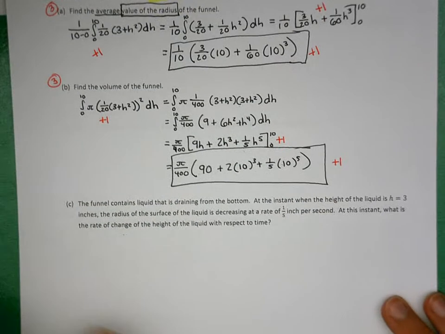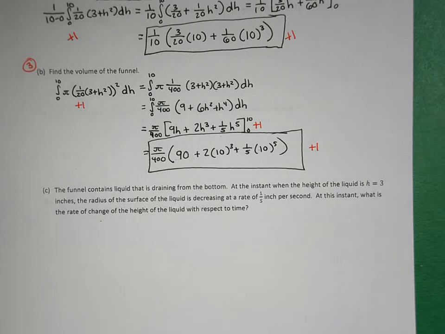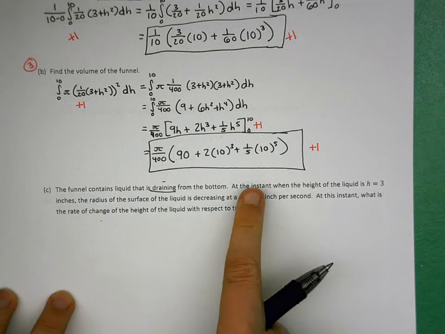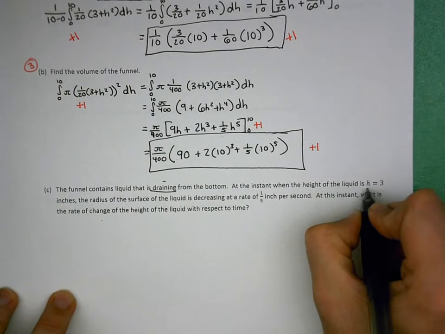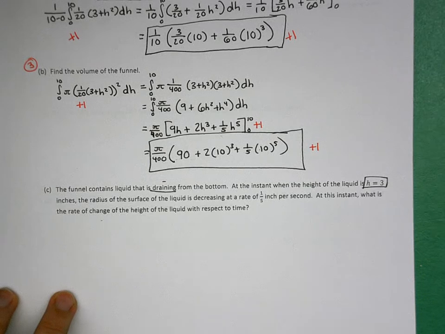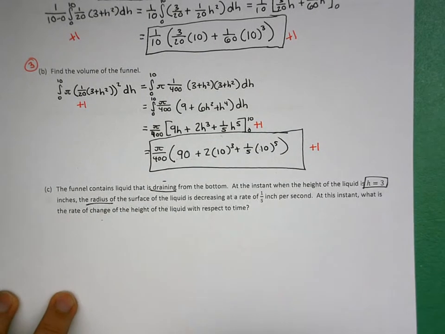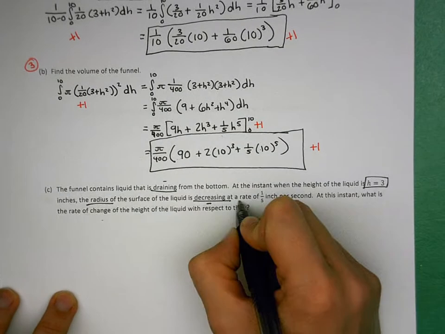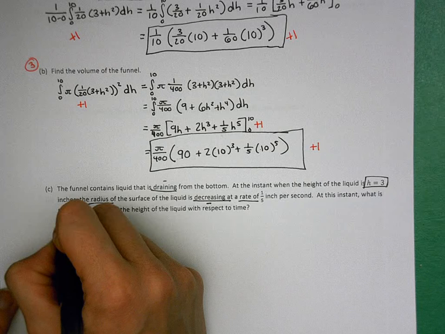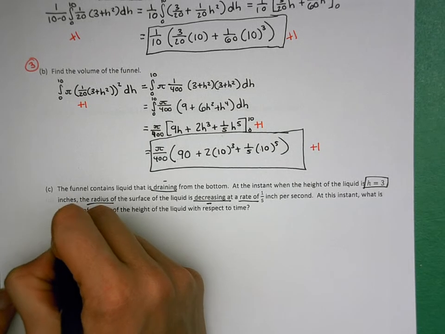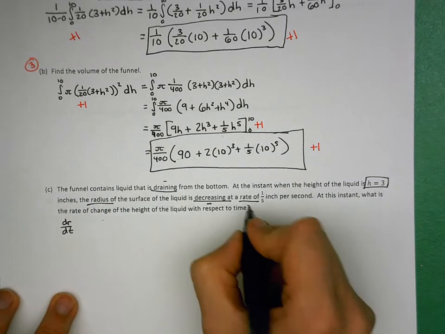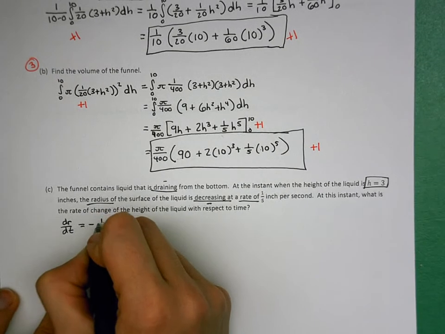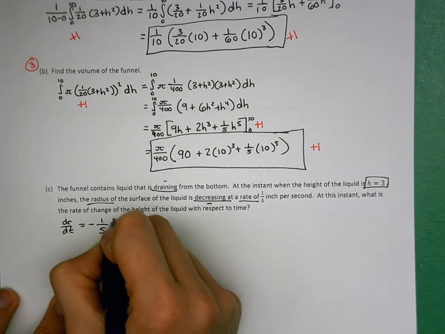Okay, last part, we have the funnel contains liquid that is draining from the bottom. So draining, I'm already thinking some sort of negative idea. At the instant when the height of the liquid is h equals 3 inches, the radius of the surface of the liquid is decreasing, so this is negative, at a rate. So radius is rate, so we're talking dr dt here, of 1/5 inch per second. Now it is decreasing, so we do need to make sure we make that negative.